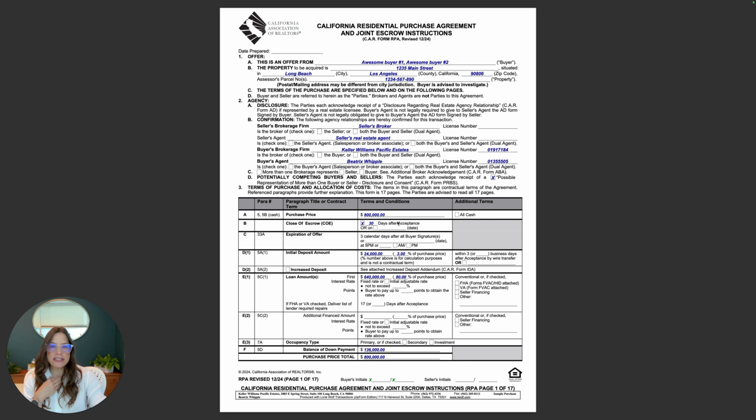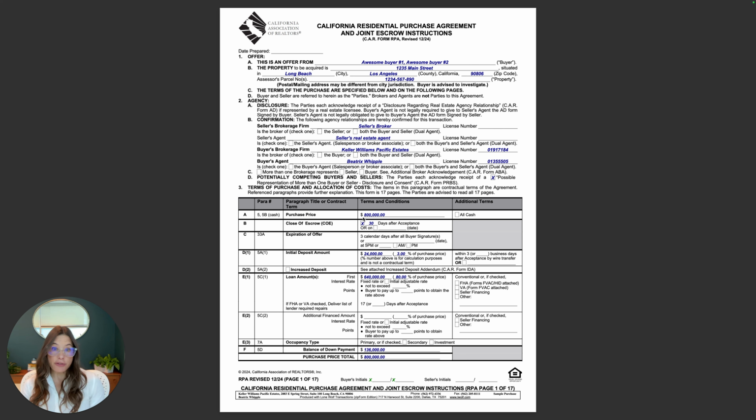Over here in this sample purchase agreement, I have an $800,000 purchase, a financed purchase, and it is a 20% down purchase. So you can see right here, the purchase price is $800,000. It's a 30-day escrow. So that's pretty standard for financed offers. 30-day escrow, sometimes 45 days depending on the circumstances. Sometimes it can be shorter. Some lenders can do shorter than 30 days.